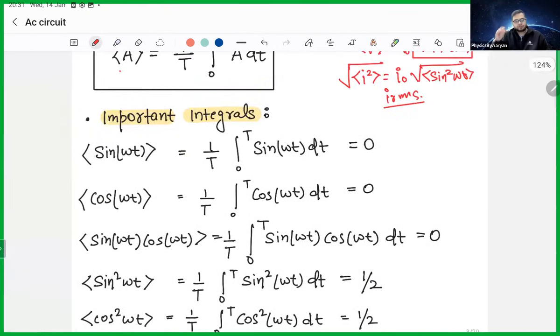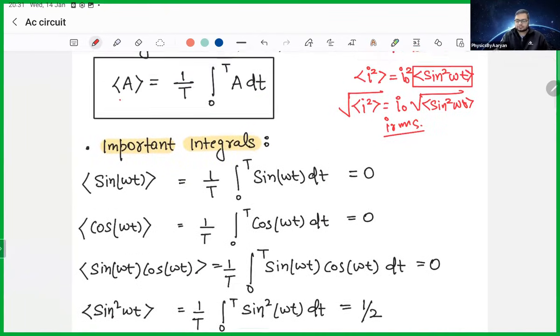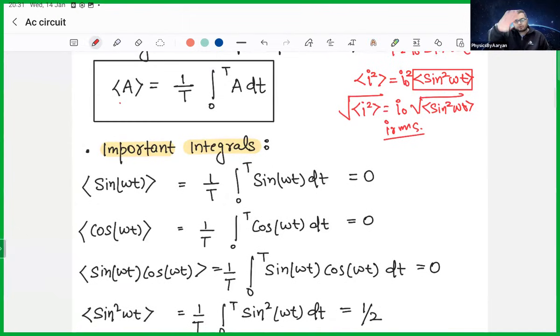Okay. So please note down this formula for average, this meaning of RMS, and these important integrations. Very quick. And the moment you are done, write done in the chat box. Okay. Mention done in the chat box and then we go on. These important things should be on your fingertips. We should know this on tips.